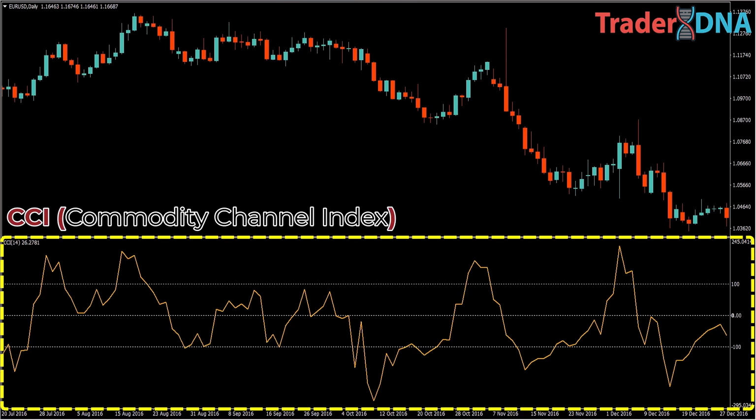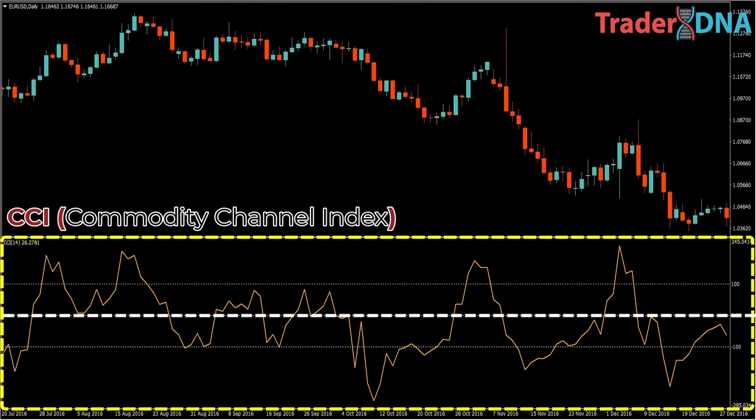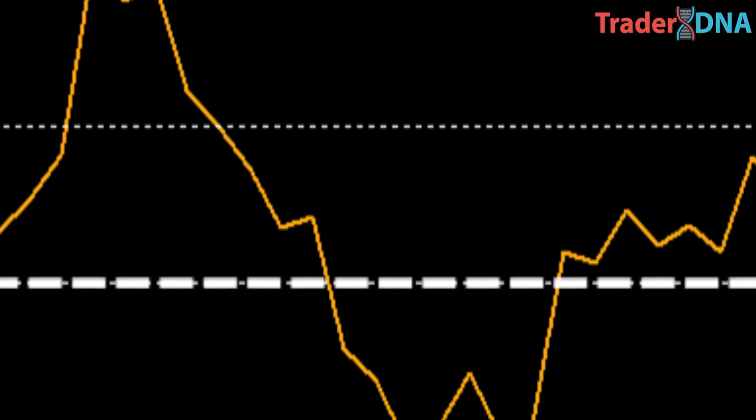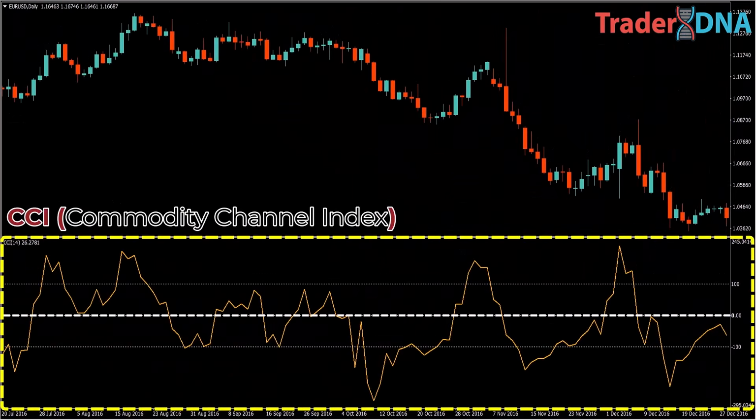And right in the middle, there's this line called 0. Think of it like home base. Every time that orange line shoots way above 0 or way below 0, it's not just random. It's the market literally shouting a message at you about what might happen next. Now here's where it gets crazy.